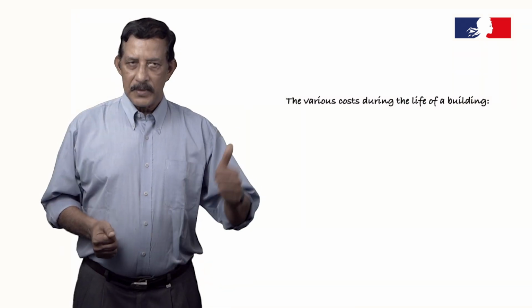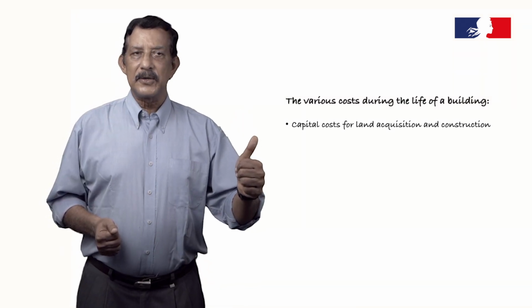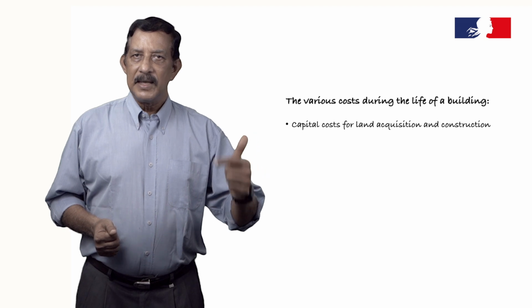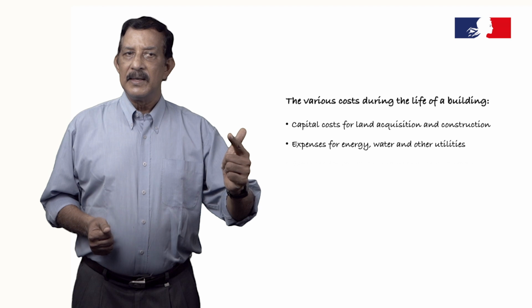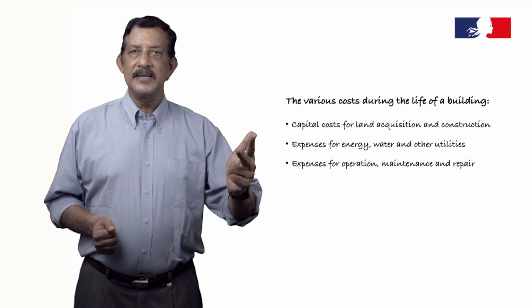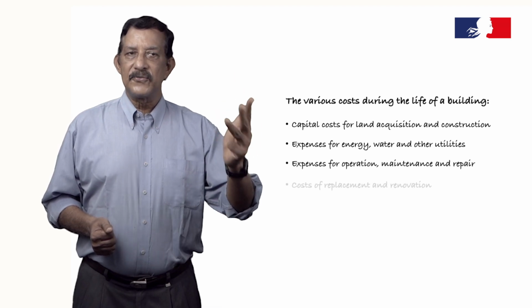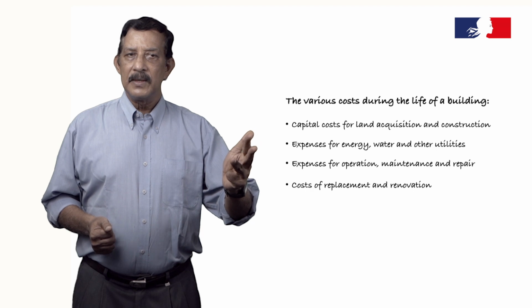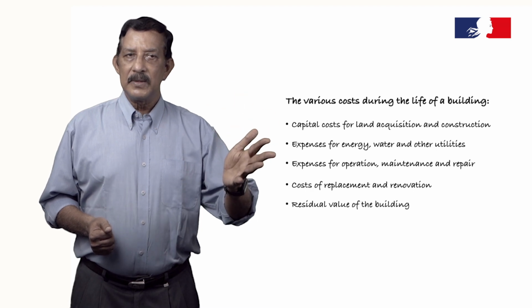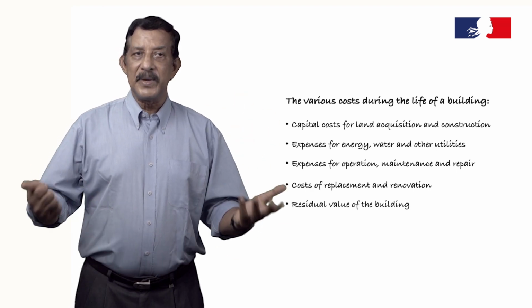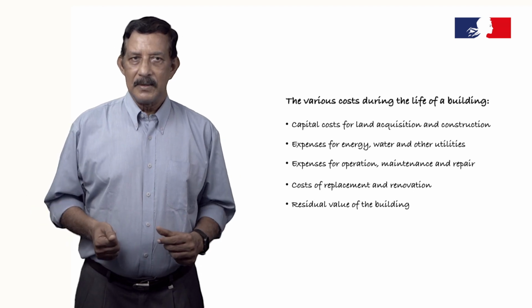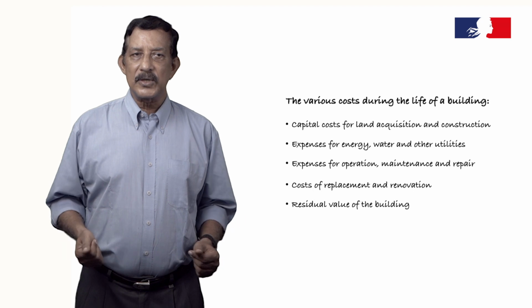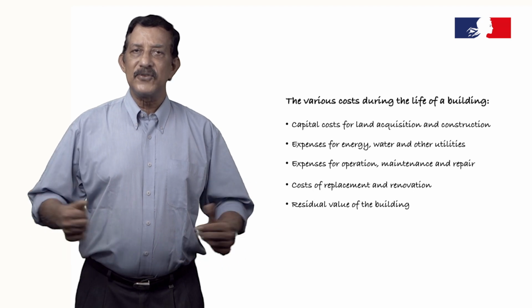These include capital costs for land acquisition and construction, expenses for energy, water, and other utilities, expenses for operation, maintenance, and repair, costs of replacement and renovation, residual value of the building, other costs such as the payment of interest on borrowed capital, taxes, etc. How do we account for the present costs and those projected during the life of the building?